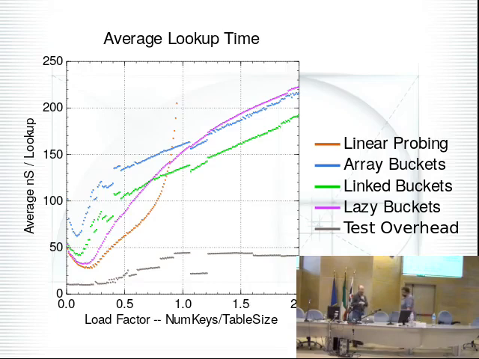And so what predictions did we make that this bears out? Well, it does show that the array buckets and the linked buckets do grow more or less linearly as the load factor increases. It shows that the lazy buckets, the purple line, starts out kind of like linear probing, and then does approach the array bucket line. It does show that linear probing, the brown line, is the fastest. So those are all good predictions. So it shows that the model was worth something.